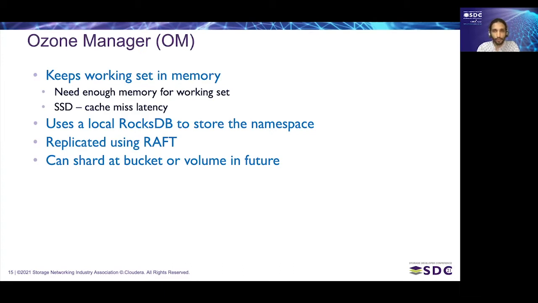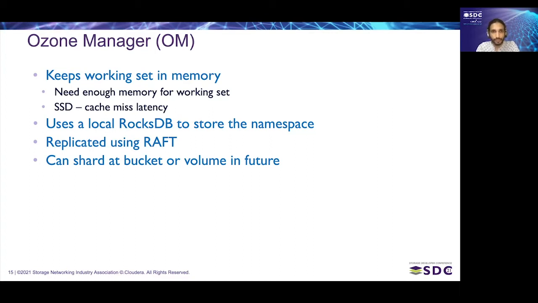Ozone Manager keeps only a working set in memory. So this is a fraction of the number of files and blocks in the Ozone Manager. Further, the metadata in Ozone should be stored in SSD. This would reduce the cache miss latency in case the corresponding file or directory is not present in the working set.